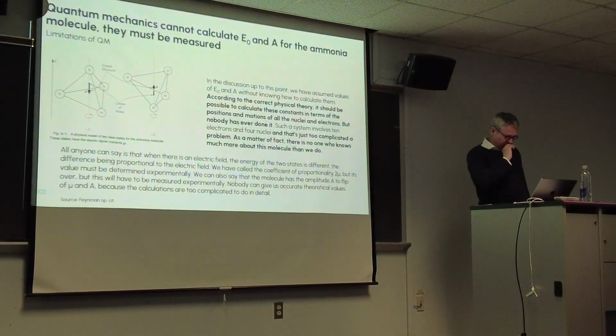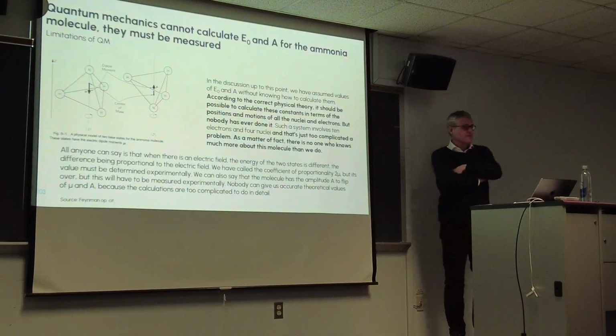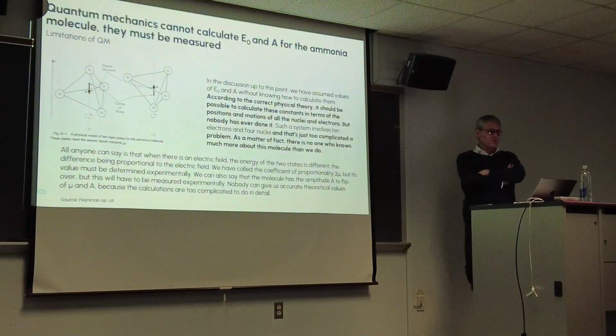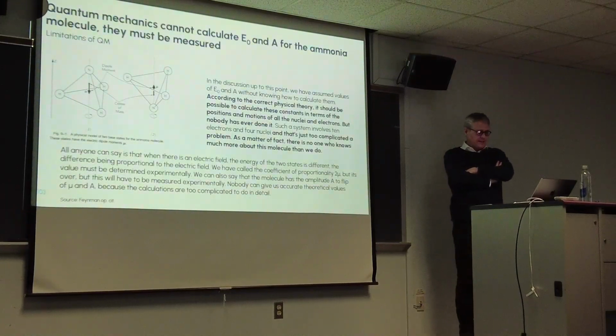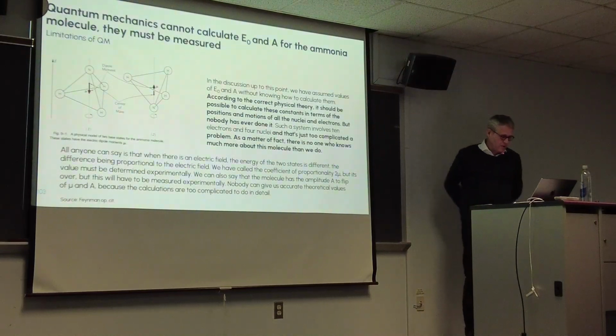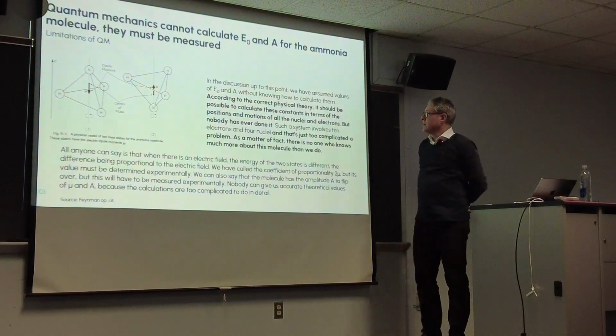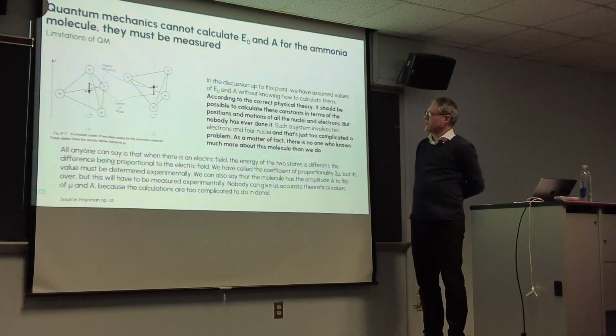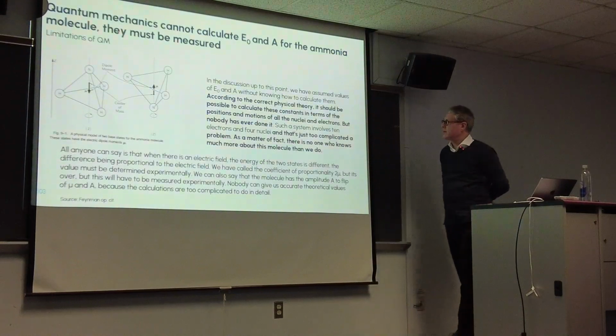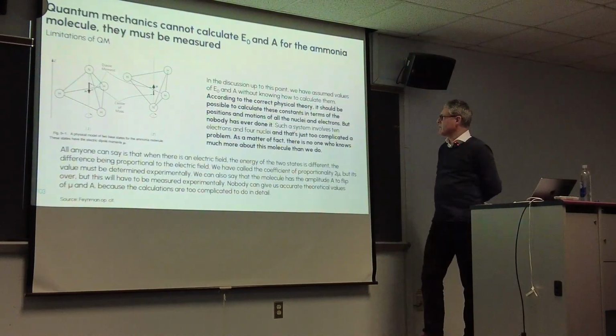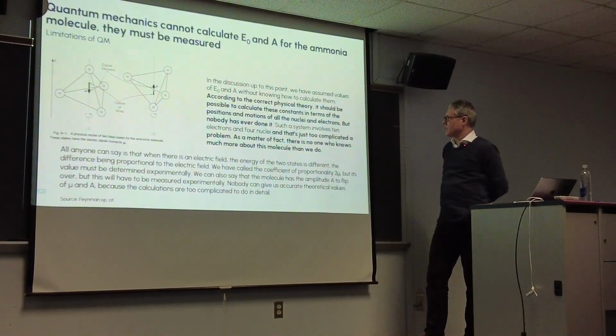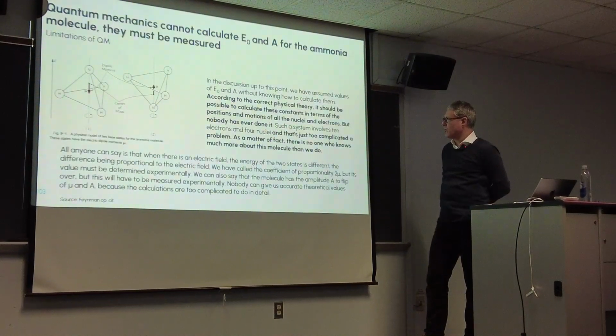And now we come to the point why I think, Alan, we need to do this chapter at least before doing the ontology part: quantum mechanics cannot calculate E0 and A for the ammonia molecule. They must be measured. Why is this the case? In the discussion we have assumed values of E0 and A without knowing how to calculate them. According to the correct physical theory, it should be possible to calculate these constants in terms of the positions and motions of all of the nuclei and electrons. But nobody has ever done it.